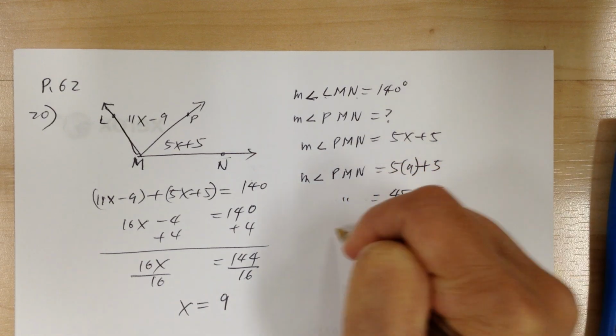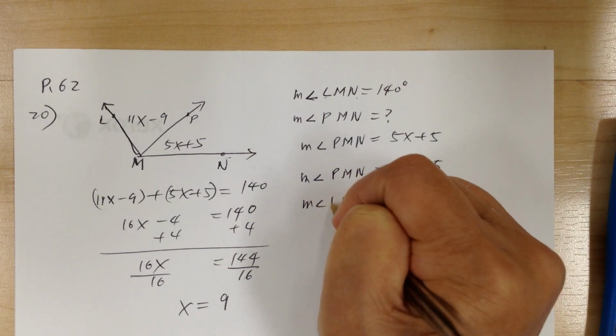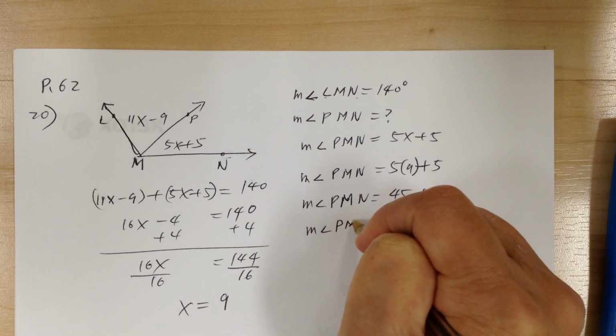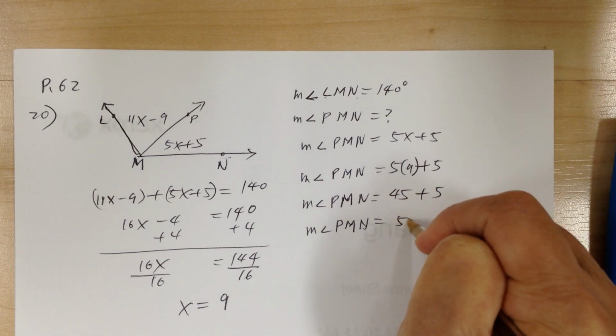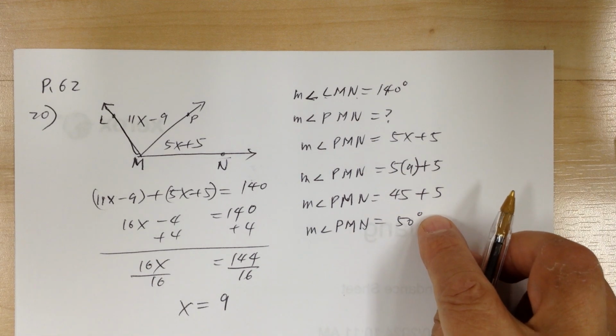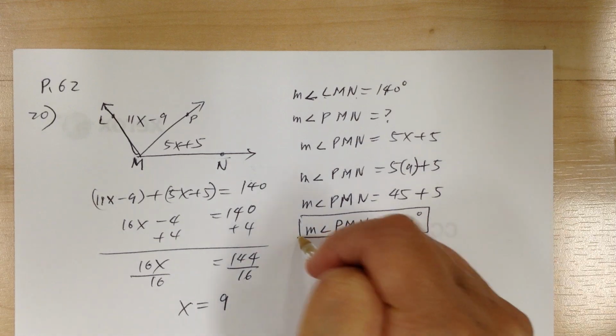Okay, just work it out. Let's not get lazy. So the measure of angle PMN equals 50. And for your final answer, remember to put down the degree symbol.